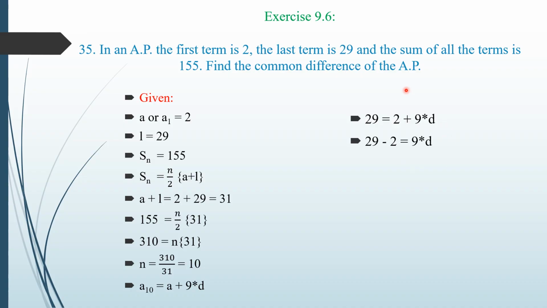When I simplify this, I'll take this 2 to the left hand side, that is 29 minus 2 is equal to 9d. When I solve this, 29 minus 2 is 27, and I'll take this 9 to the denominator. 27 by 9 is equal to d. Therefore d value is equal to 3. That is the common difference of this AP.